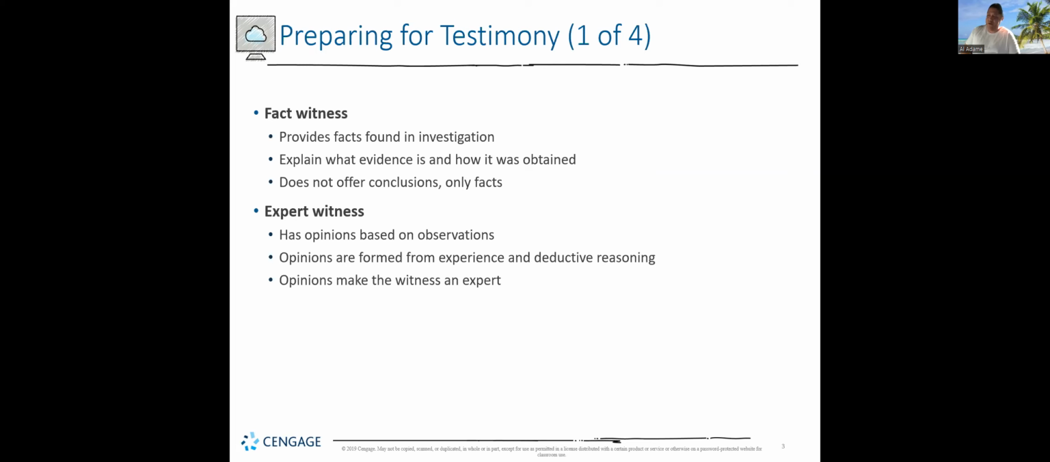So, preparing for testimony. A fact witness provides facts found in an investigation, explains what the evidence is and how it was obtained, and does not offer conclusions, only facts. An expert witness has an opinion based on observations. Opinions are formed from experience and deductive reasoning. Opinions make the witness an expert.